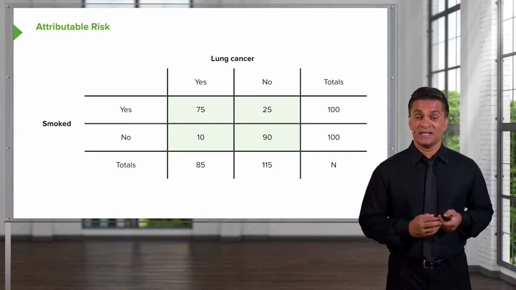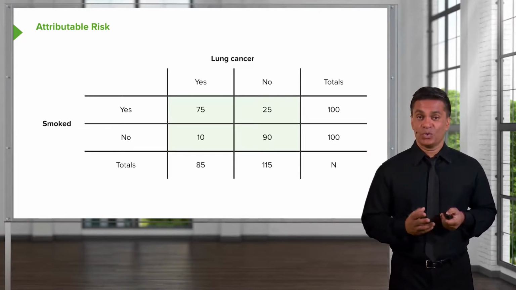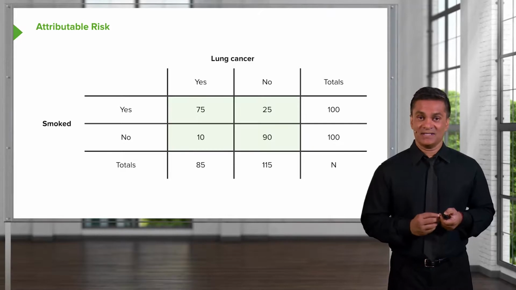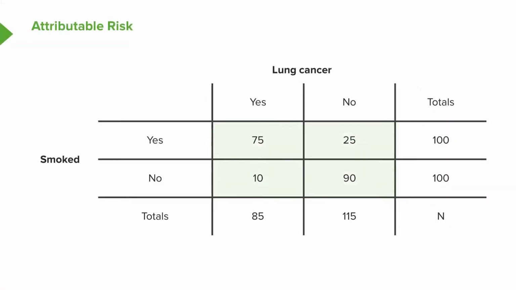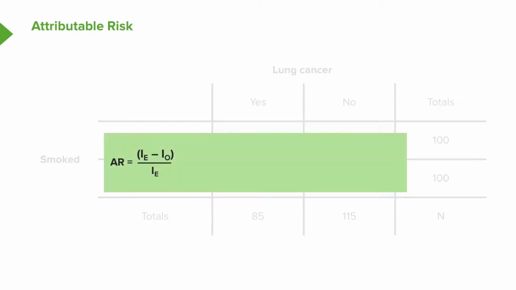Again, there's 100 smokers, 100 non-smokers, and they splay out such that 75 of the smokers ended up with lung cancer, 25 of the smokers did not have lung cancer, 10 of the non-smokers had lung cancer, and 90 of the non-smokers did not have lung cancer. Okay, now let's compute our attributable risk numbers. The AR is given by our formula of absolute risk in the exposed group minus absolute risk in the unexposed group divided by absolute risk in the exposed group. And that gives me a final number of 86.7%.